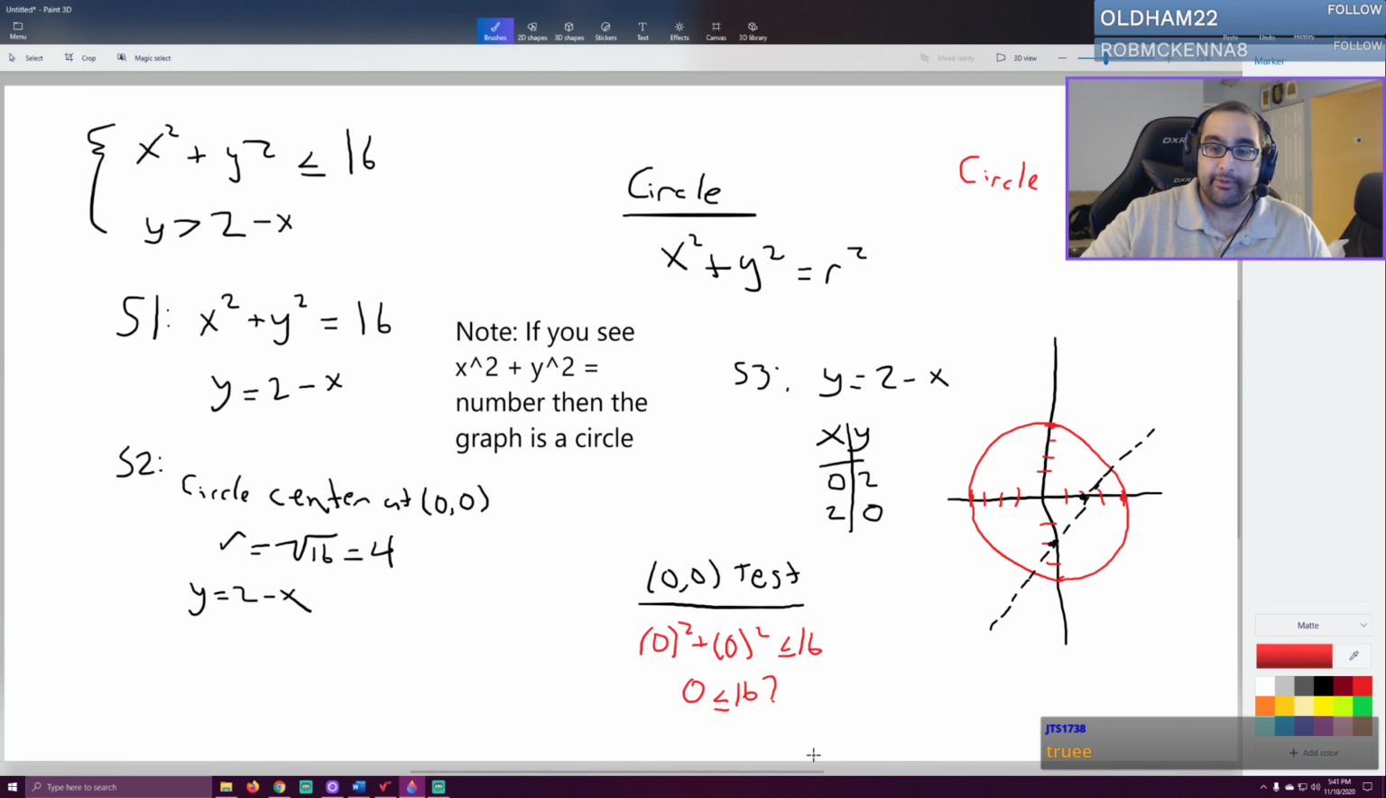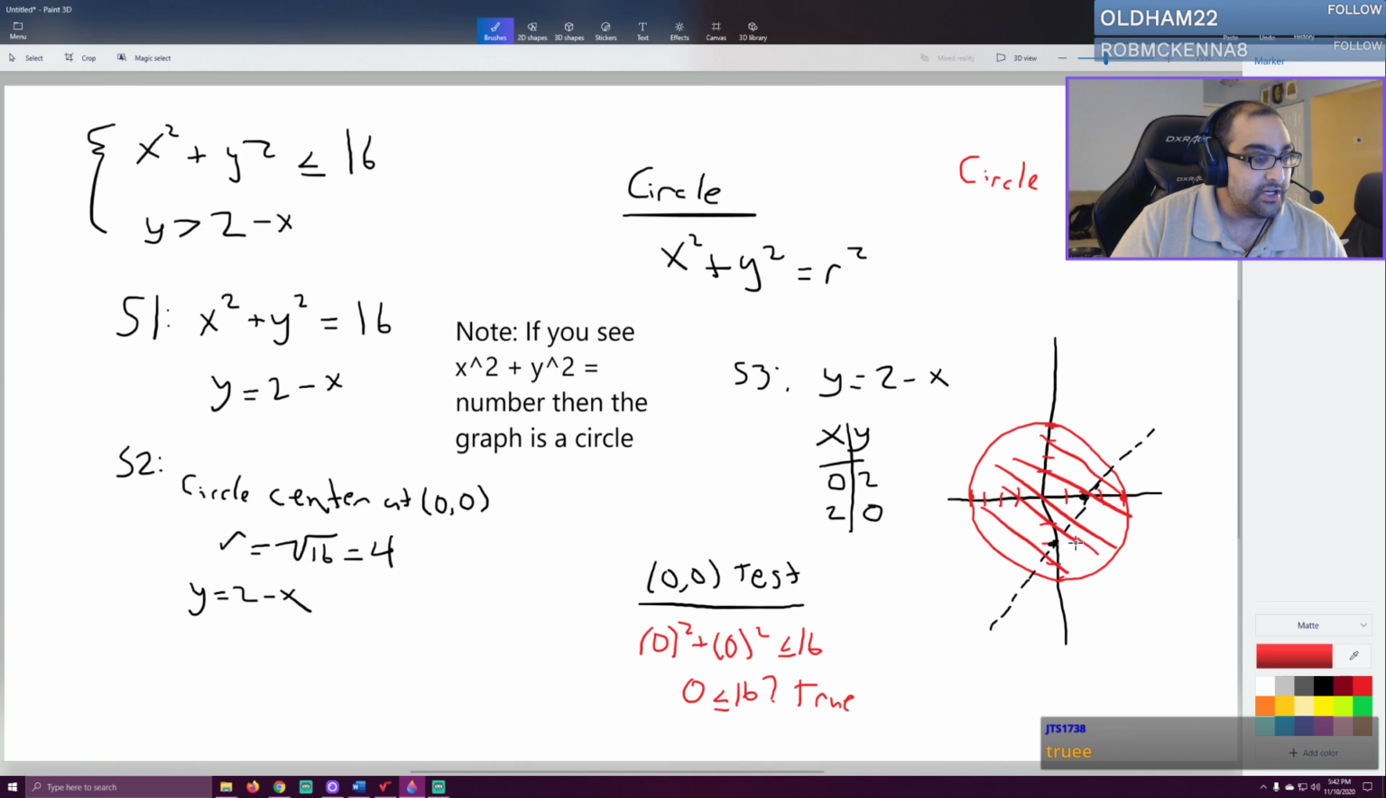That is true. I ain't gonna lie, that is definitely true. All right, so definitely true here. So this is just for the circle. So either we shade outside of the circle or we shade inside of the circle. Since this is true, we're going to shade inside of the circle because that includes our point of 0, 0. So everything inside the circle here is going to be shaded in red. Perfect. Okay.